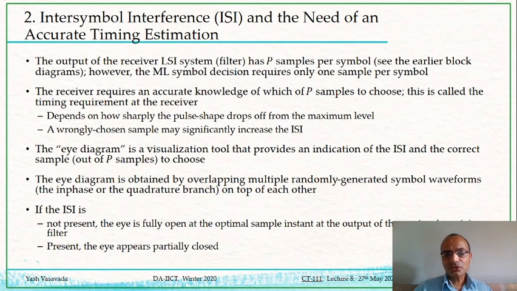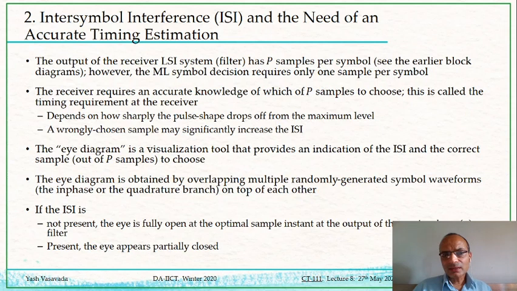If we don't choose this sample appropriately, then our receiver performance may deteriorate quite a lot because of the intersymbol interference effect, and also because we will be losing out on this signal energy as well.